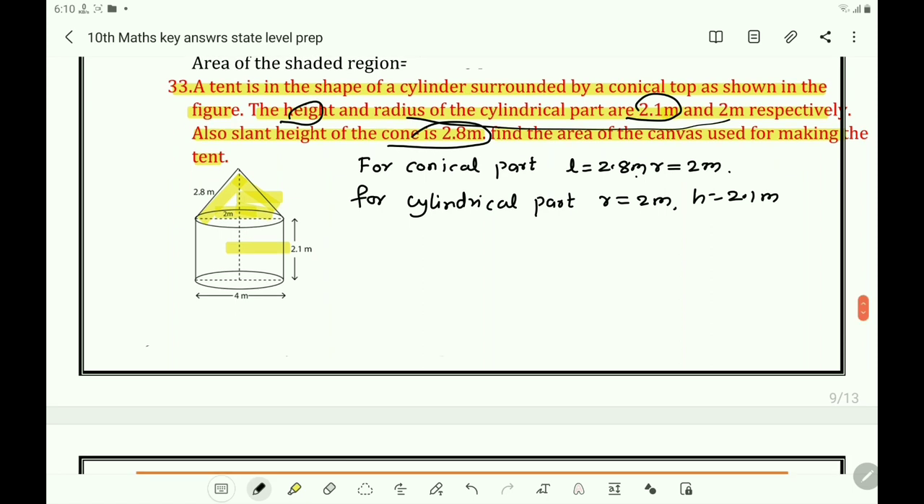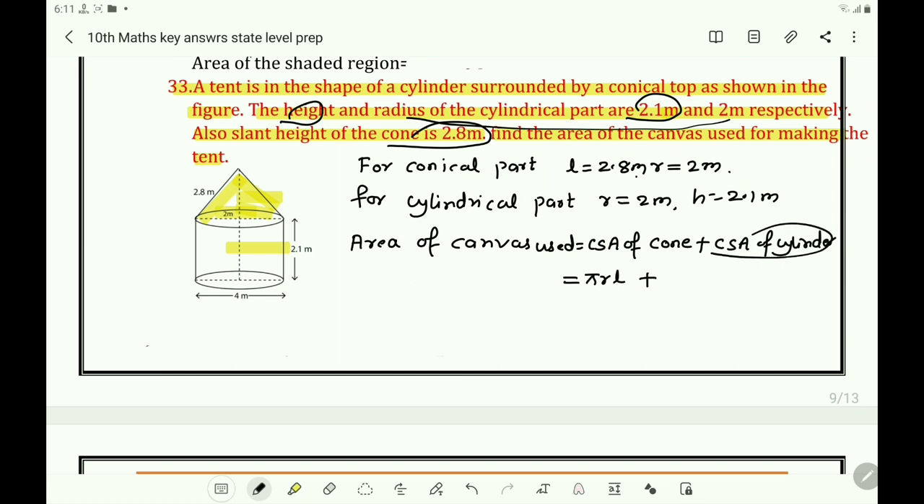Then write the area of canvas used equals CSA of cone plus CSA of cylinder. CSA of the conical part, CSA of the cylindrical part. What is the formula for the CSA of a cone? That is pi r l, plus the CSA of a cylinder, which is 2 pi r h. Then you can take pi and r outside. What is remaining here? L. And here, 2 into h. Here pi r are outside.